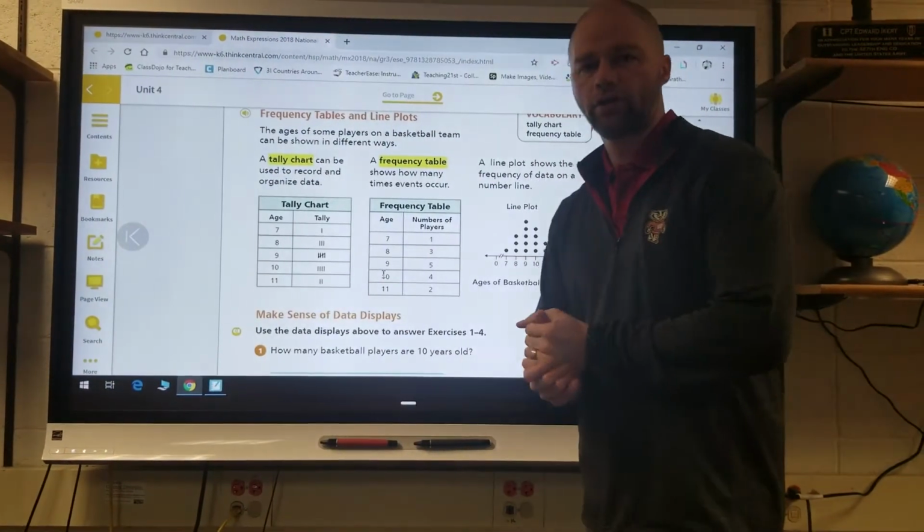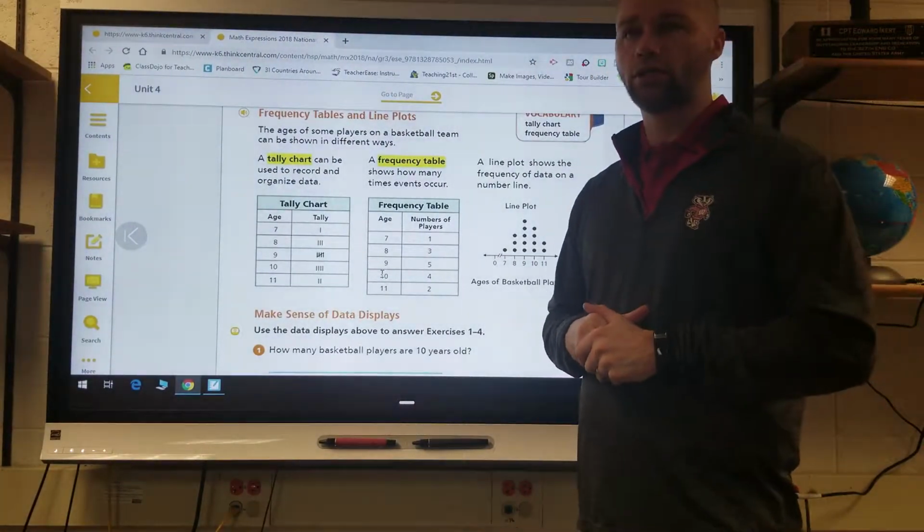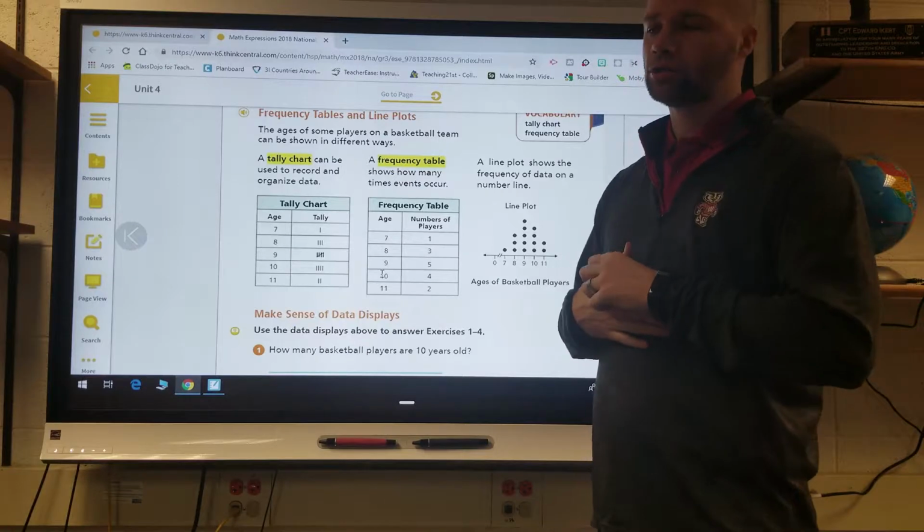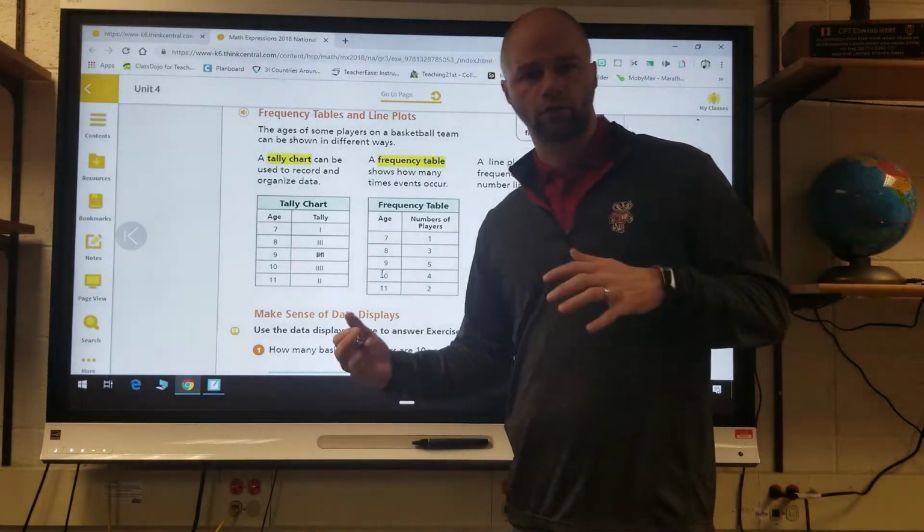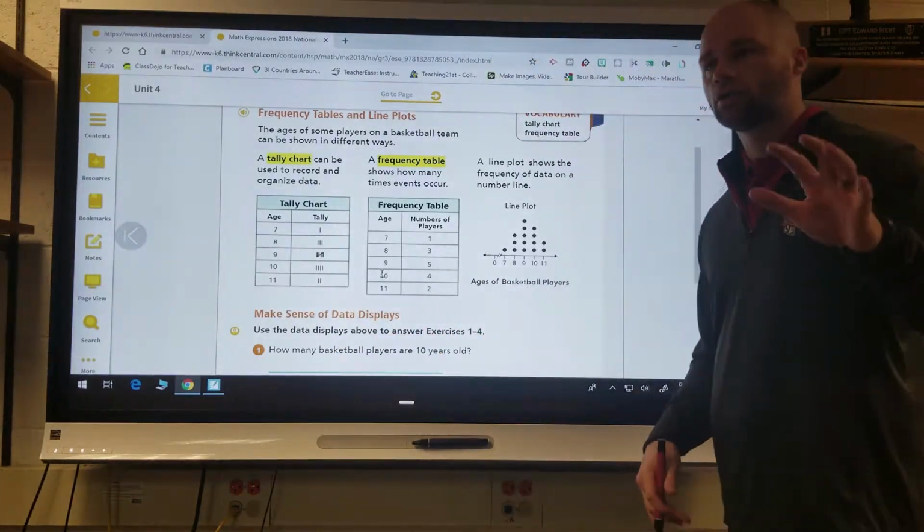All right, good morning, third graders. We are going to continue with data. So today we're going to talk about tally charts and frequency tables, which should look a little bit familiar to you.